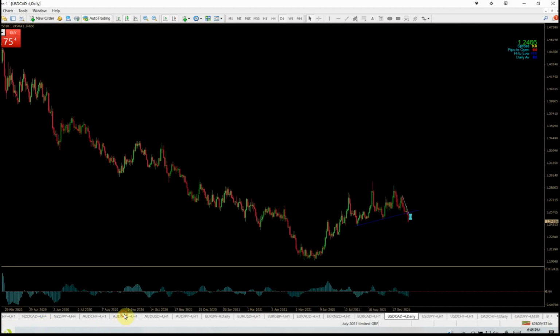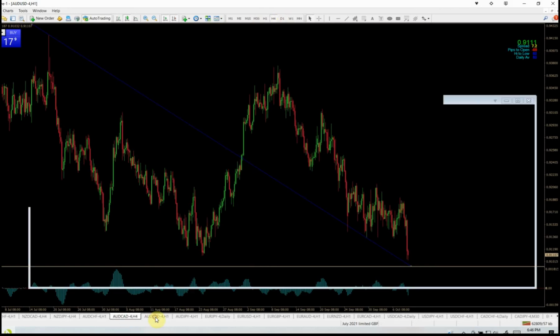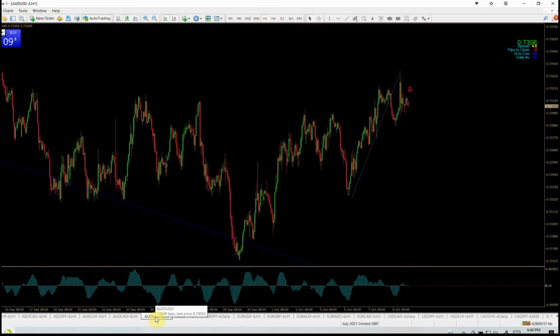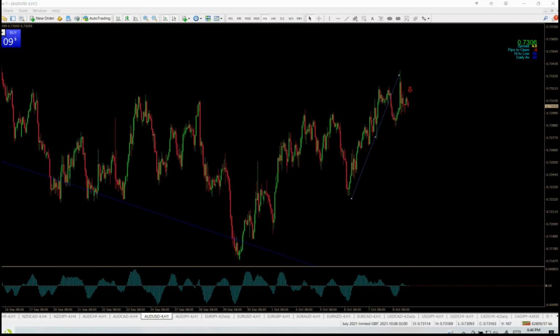So I don't know, let's look at a couple more here. So here is the Aussie dollar, and now this trend line here should be white. Breaking my own rules here, so let me change that. It's because I have to keep going in and changing it back.